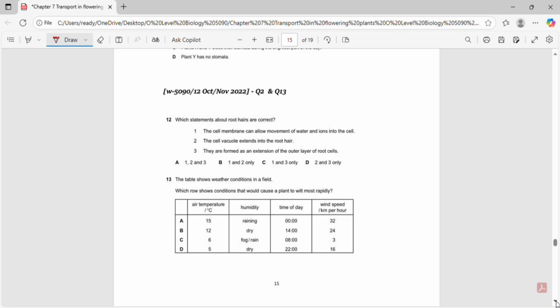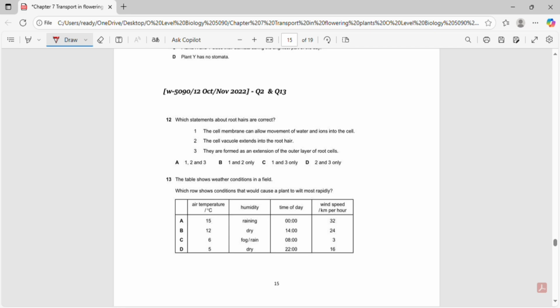Moving on to the next question, which asks, which statements about root hairs are correct? The first statement is, the cell membrane can allow movement of water and ions into the cell. The second statement is, the cell vacuole extends into the root hair. The third statement is, they are formed as an extension of the outer layer of root cells. All three of these statements are correct.